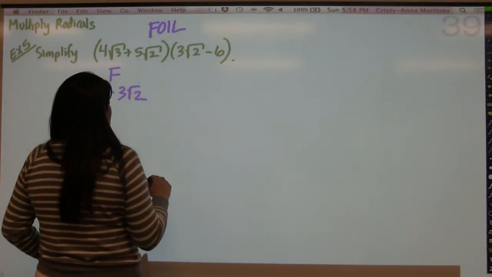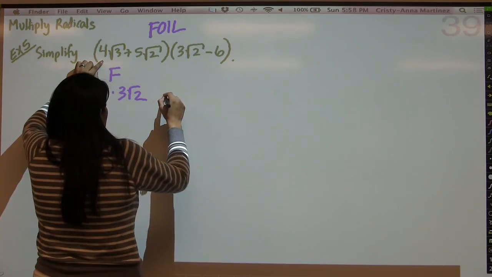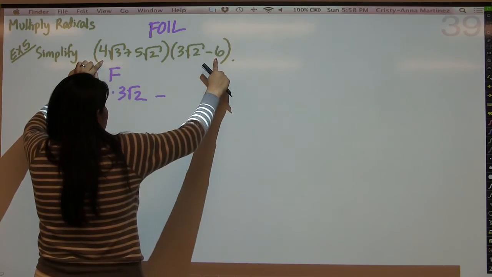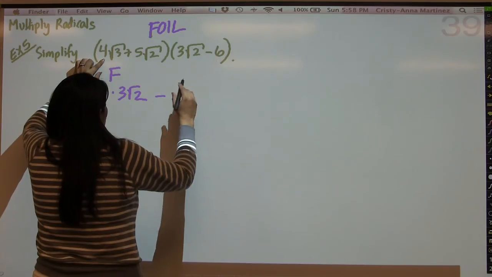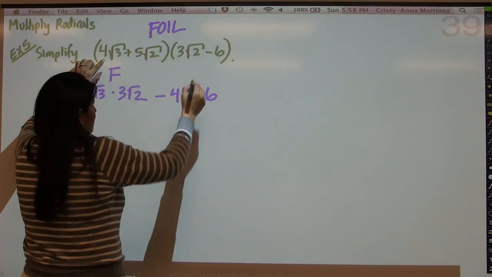Then the outside is going to be minus, because this is a negative 6. Okay, so it's minus 4 root 3 times 6. Okay, that's the O.